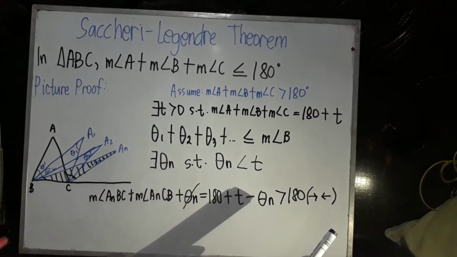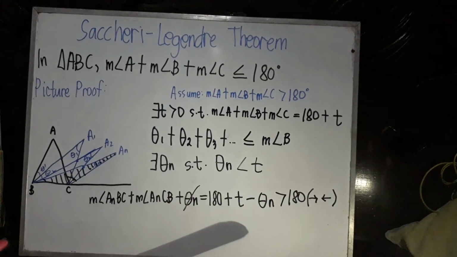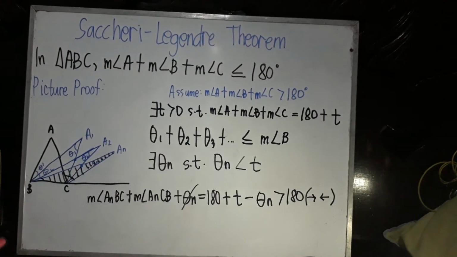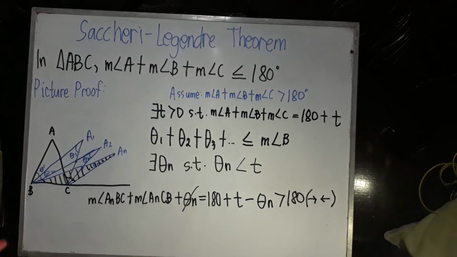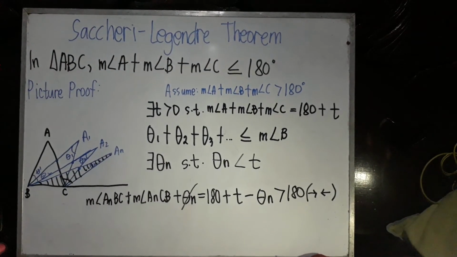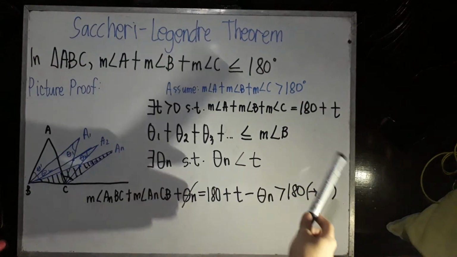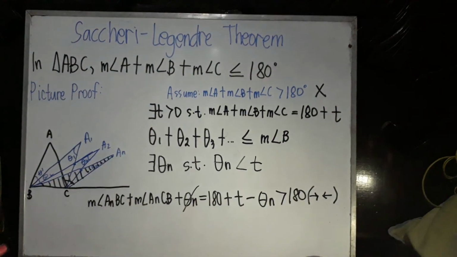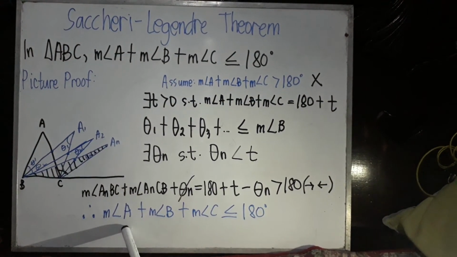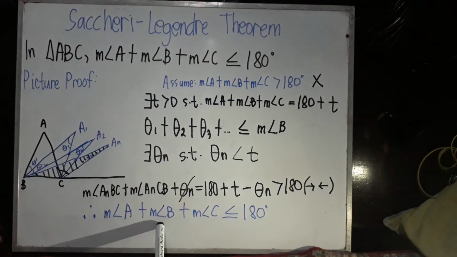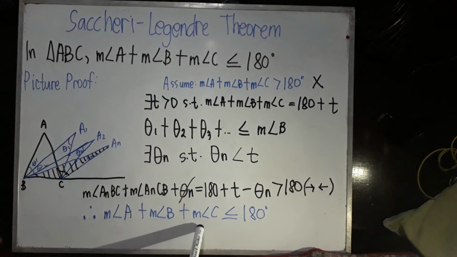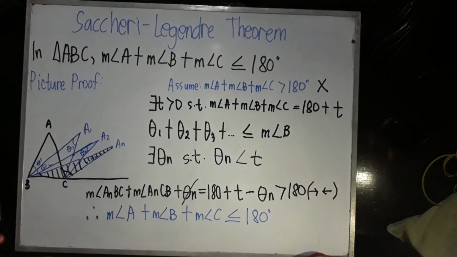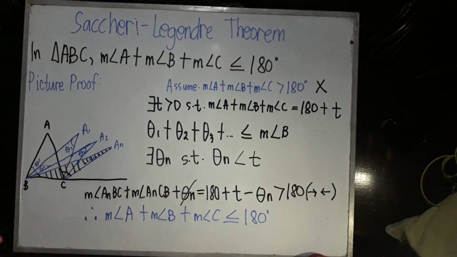Because remember that there was a corollary about the exterior angle inequality, which says that the sum of the measures of any two angles is always less than 180 degrees. Therefore, the initial assumption that the angle sum could exceed 180 degrees is false. So the measure of angle A plus the measure of angle B plus the measure of angle C is always less than or equal to 180 degrees. Okay, that's it. I hope that this was clear.